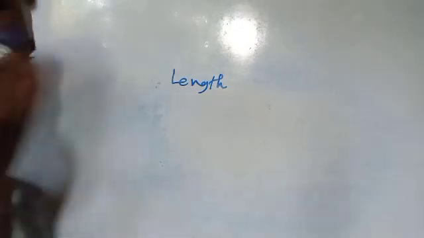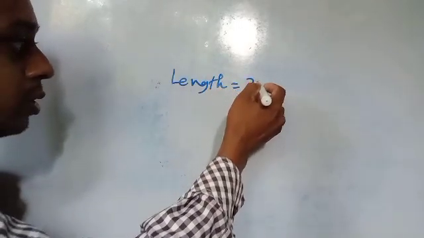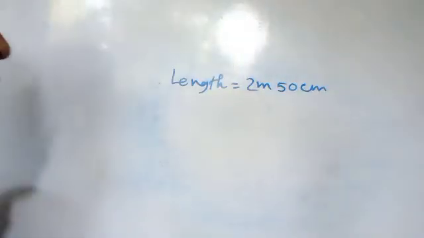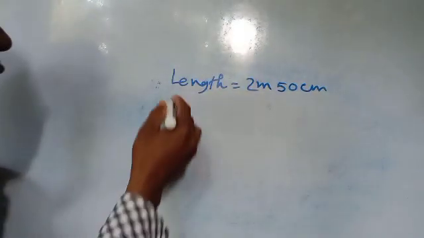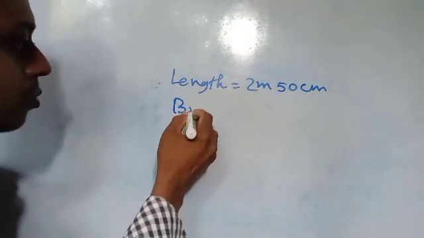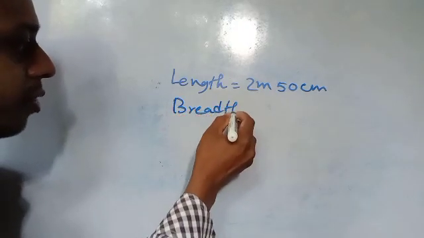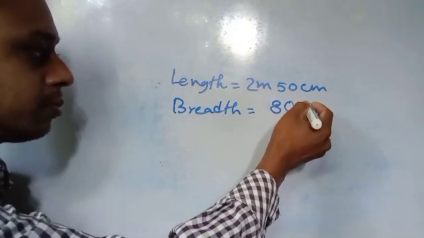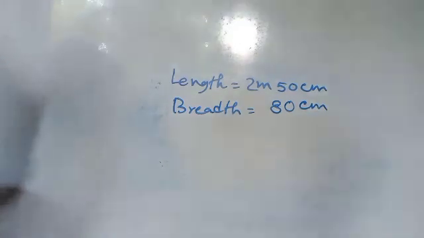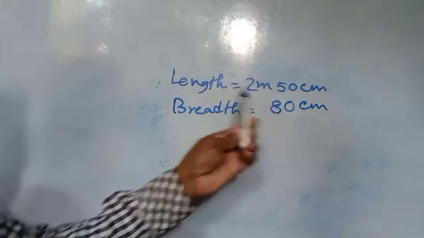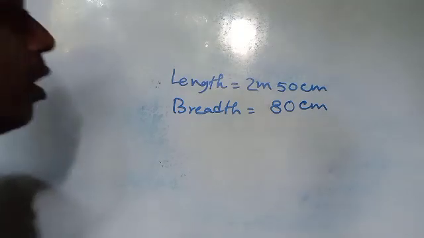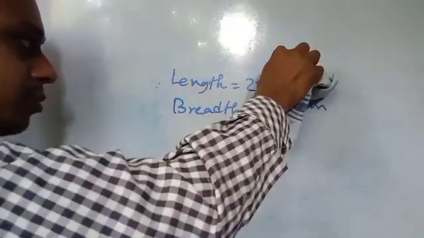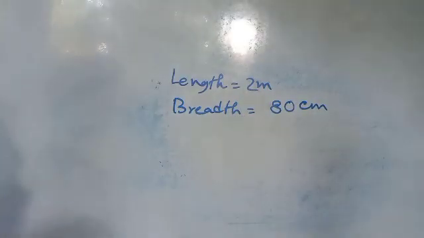length, suppose 2 meter 50 centimeter. This one is the length. And breadth, suppose 80 centimeter. Now you see length, okay, only you write 2 meter. Length is equal to 2 meter. Length 2 meter and breadth 80 centimeter.